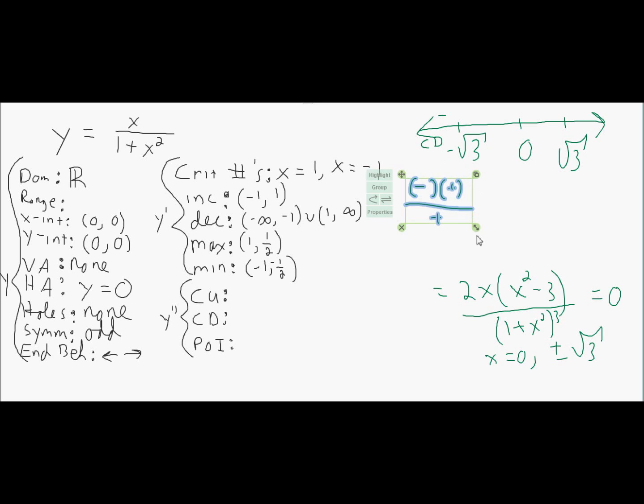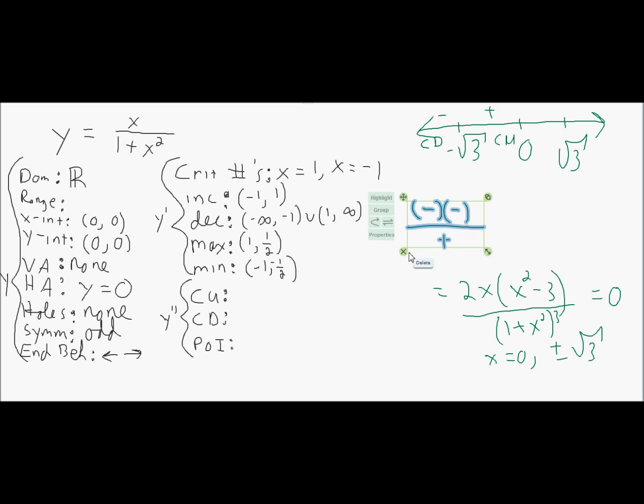Then we're going to plug in a number between negative root 3 and 0, like negative 1. Negative root 3 is like 1.7-something maybe. So negative 1 we'll plug in and we're going to get a negative times negative 1 squared, which is 1, minus 3, a negative, divided by the bottom, which is always positive. So negative, negative, positive makes a positive. And that means here it's concave up.